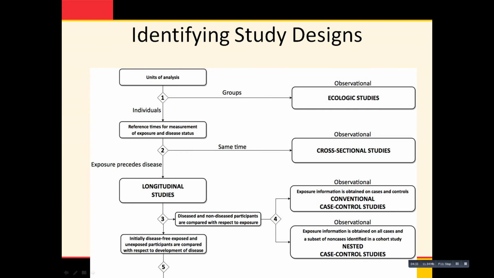So on these last few slides, we're going to post this on Blackboard as well, but this guide, I think, is a very helpful guide to ask questions to help you distinguish or identify the type of study design. So the first question is you ask the unit of analysis. Is it individuals or groups? And if it's not an individual, it's an ecologic study. That's what we talked about, the country data. If it is individual, the next question we look at is the time frame. Are we capturing the exposure and disease at the same time? Yes, cross-sectional. If we know that the exposure precedes disease, then we can go into the longitudinal type studies.